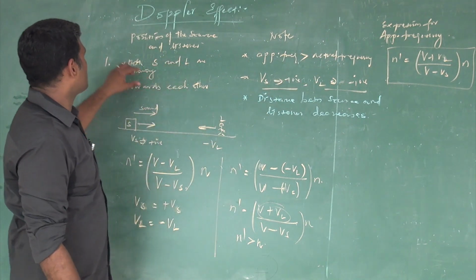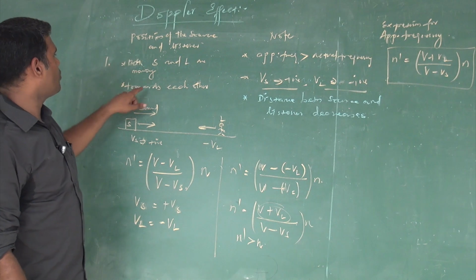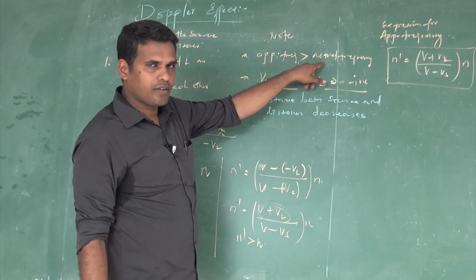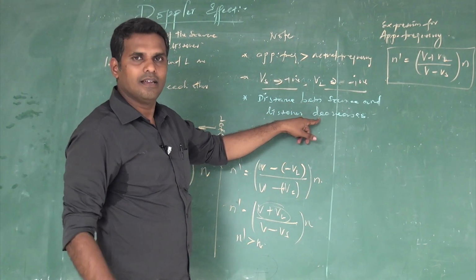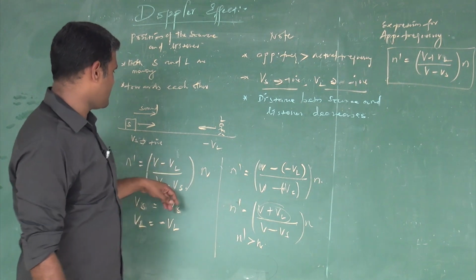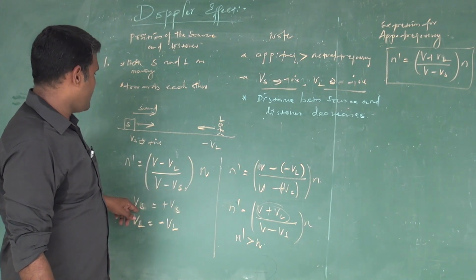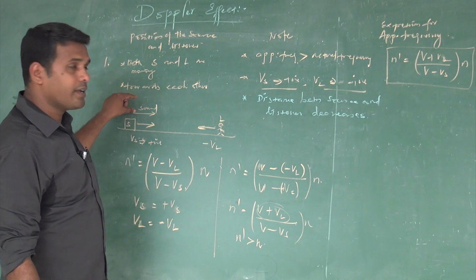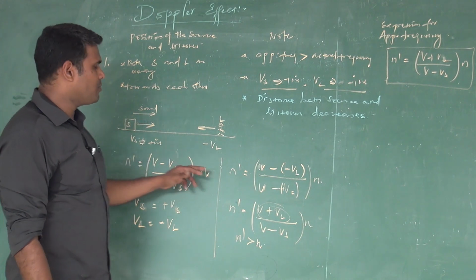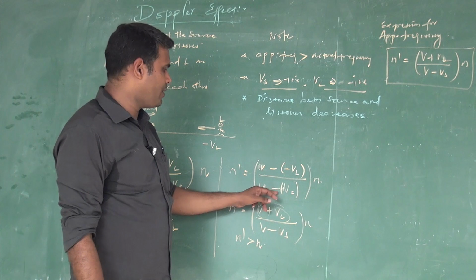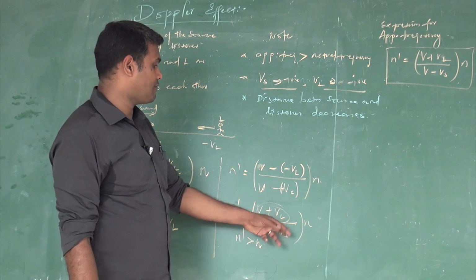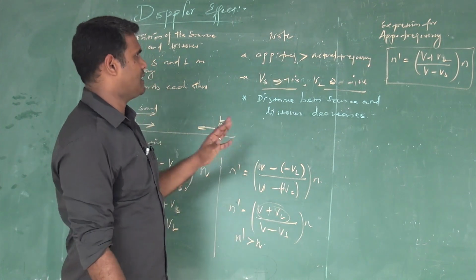This is the first case. So when the source and the listener are moving towards each other, then the apparent frequency will be greater than the actual frequency, because the distance between the source and the listener decreases. As I mentioned, the general expression n prime is equal to V minus VL by V minus Vs into n. Vs is positive because the source is moving along the direction of propagation of sound and listener is moving opposite to the direction of propagation of sound. So n prime is equal to V minus of minus VL divided by V minus of plus Vs into n. So the expression will be n prime equals V plus VL divided by V minus Vs into n. That's the first case.